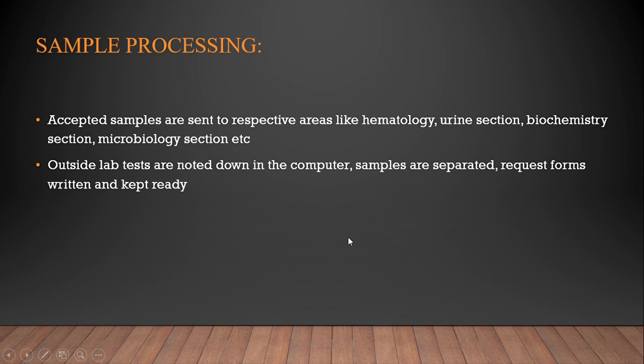Okay, so once the sample is accepted, the sample will be moved to the respective sections like the hematology section, urine section, biochemistry section, or microbiology section. And we also look into what outside tests may be present in that. So accordingly, we check whether the sample has to be separated or kept in separate sample collection devices, and as per that the sample processing will be done.